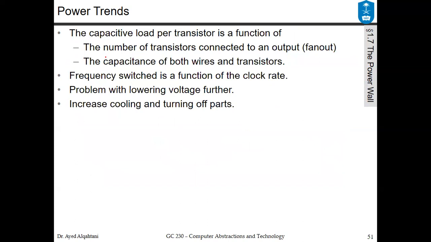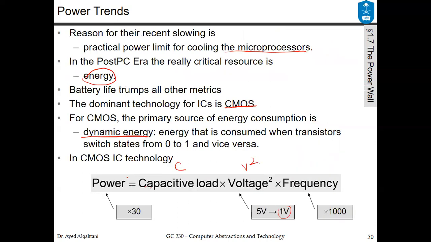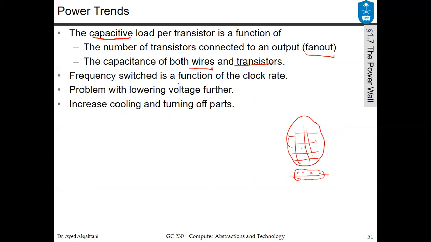So the capacitive load per transistor is a function of the number of transistors connected to an output. This is the fan out. Also the capacitance of both the wires and the transistors. Actually, in the design of any circuit, you will see the transistors are really small in the last layer, and on the top layers, you have a lot of connections with a lot of wire. So there is capacitance on the wires, and also capacitance in those little transistors, and they both contribute to the total capacitance, which in turn contributes to the power consumption. What we want is power consumption as low as possible. The frequency switches as a function of the clock rate.